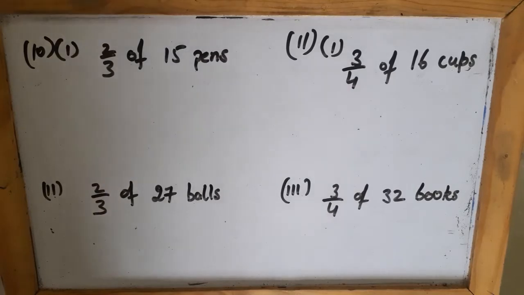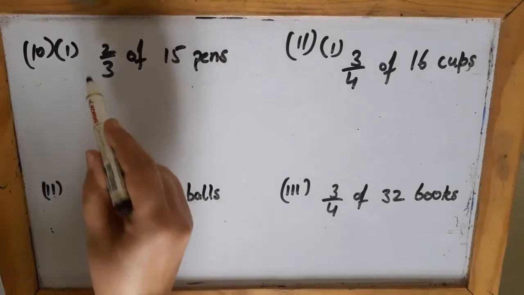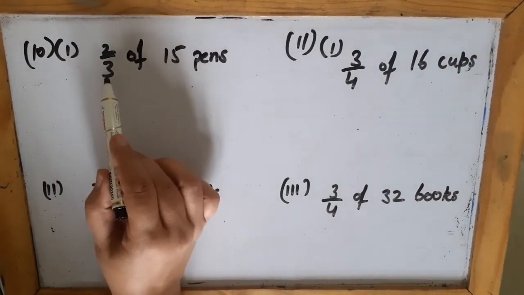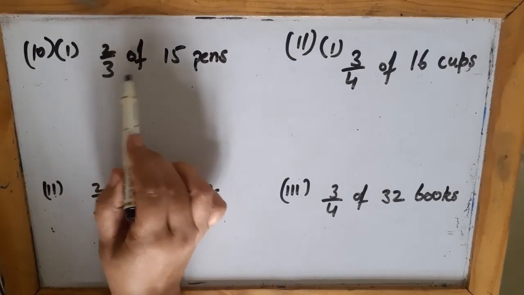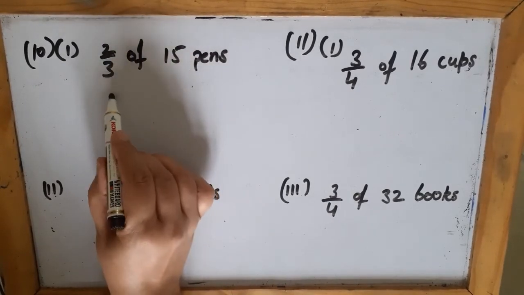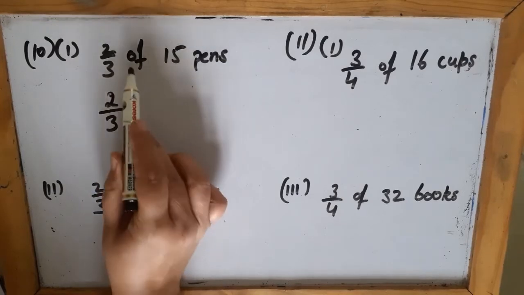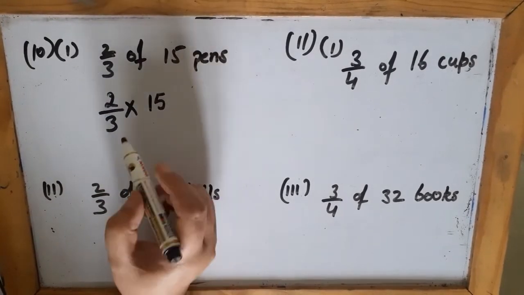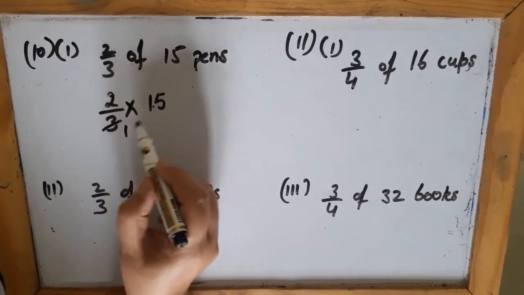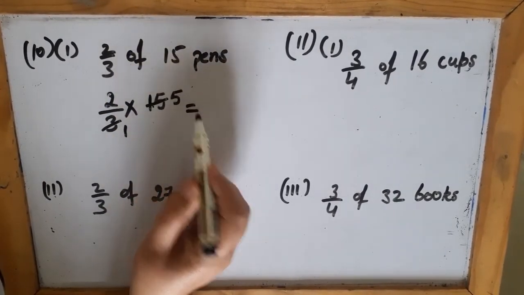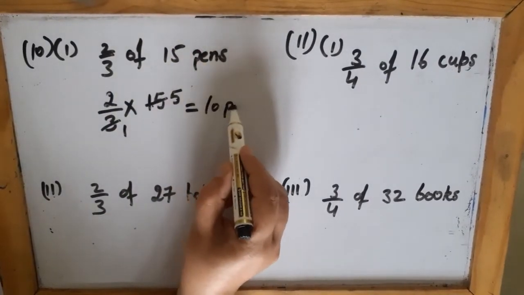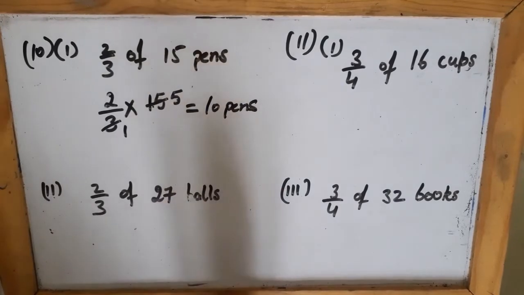Now let's solve the 10th question. In this you are asked to determine 2/3 of 15 pence. Now how to solve this? I have to find how many pence are 2/3 of 15 pence. So how will I find this? 2/3 of means multiply by 15. So you cancel them. 3 ones are 3, 3 fives are 15, and your answer will be 5 multiplied by 2, which is 10 pence.